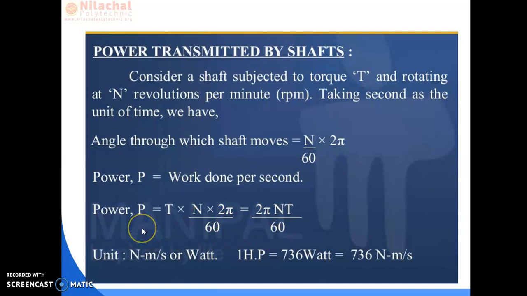The unit we are going to use is kilowatt or watt. If you are going to consider horsepower, then 1 HP is equal to 736 watt, that is 736 Newton meter per second. While solving problems, we have to remember the torsion equation T by J is equal to tau by R is equal to G theta by L. And another is that power transmission is 2 pi N T by 60. Polar moment of inertia is equal to pi by 64 d to the power 4.